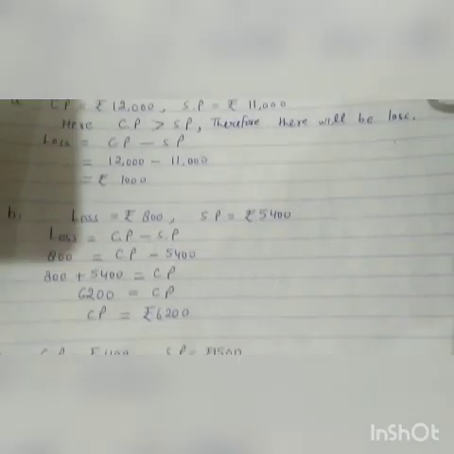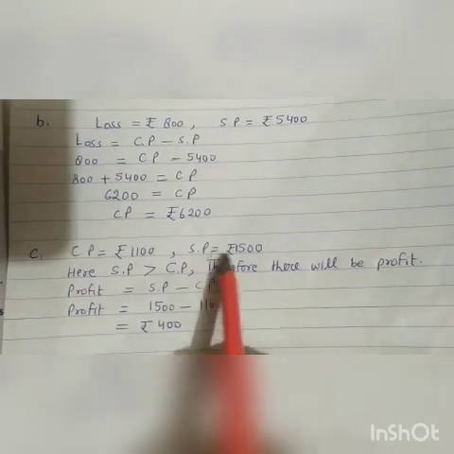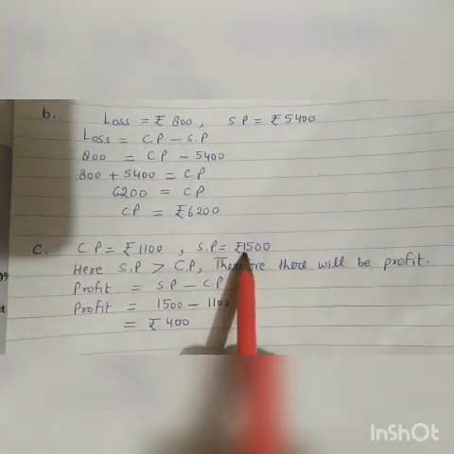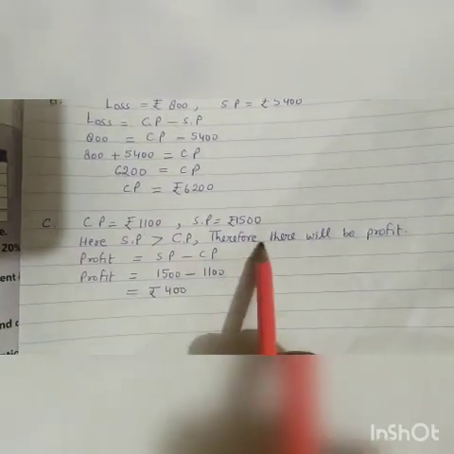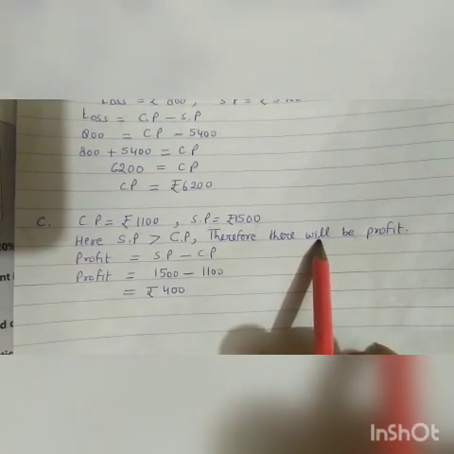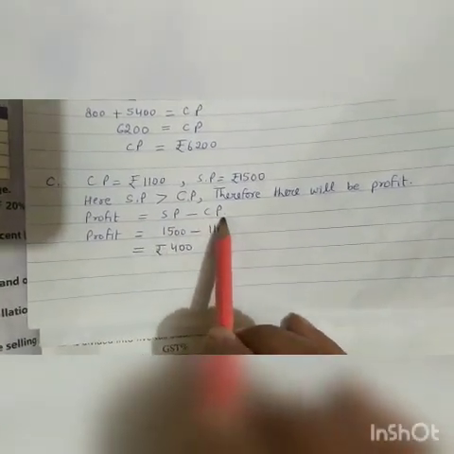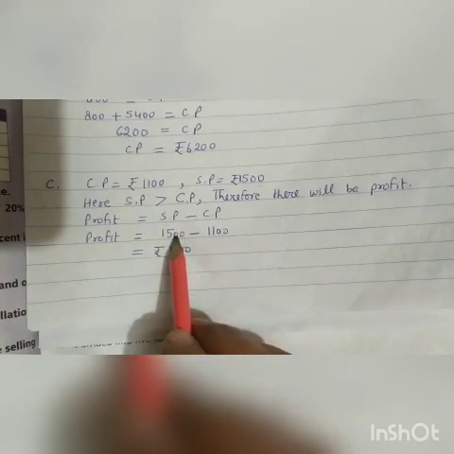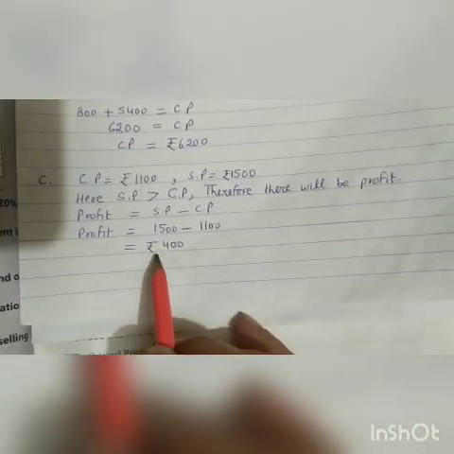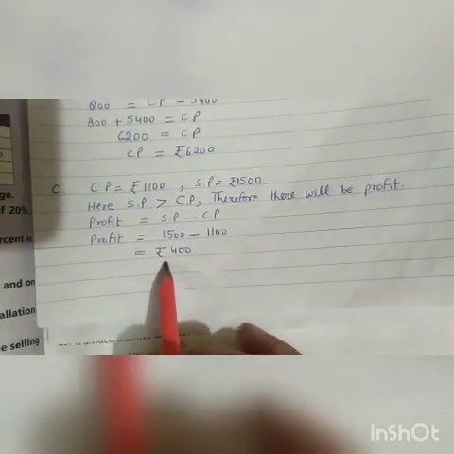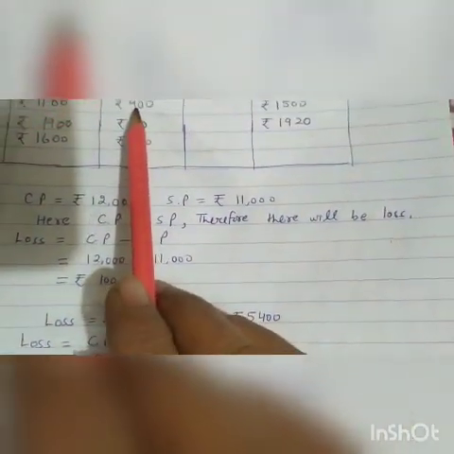Come to part C. In part C, cost price is given 1,100 and selling price is given 1,500. Again here see, selling price is greater than cost price, so will there be profit or loss? Profit, because selling price is greater. So profit is equal to SP minus CP. Profit is equal to selling price 1,500 minus 1,100. So what will be the profit? Profit is 400 rupees. We will fill this in the column of profit. Profit is 400 rupees.